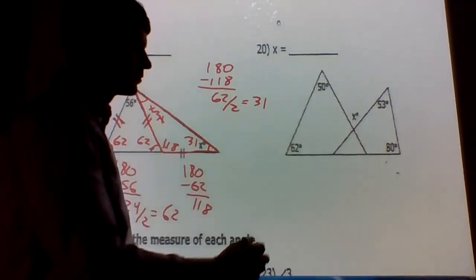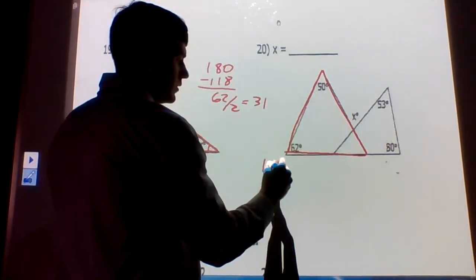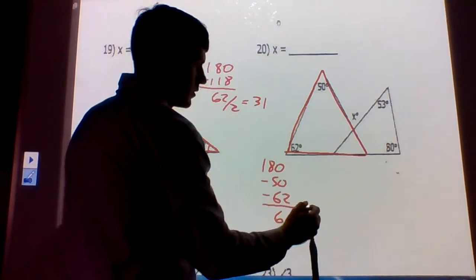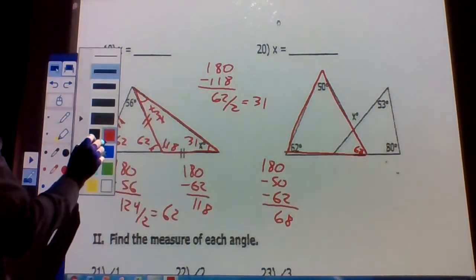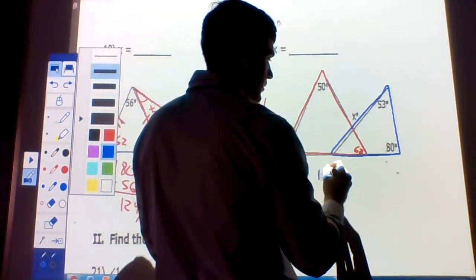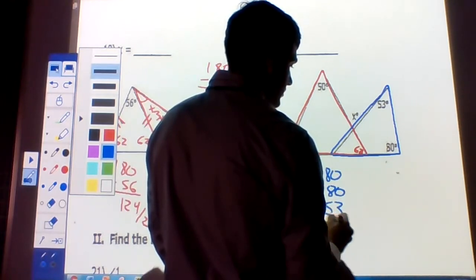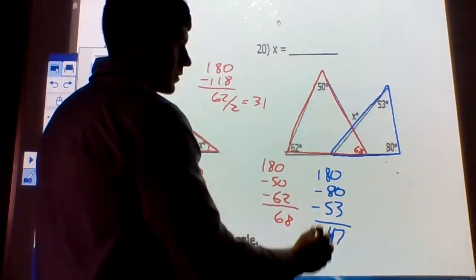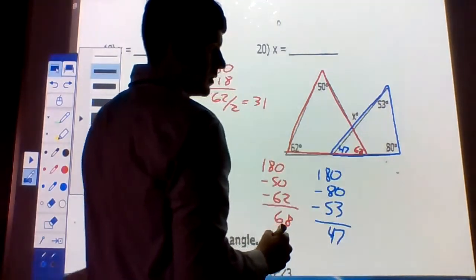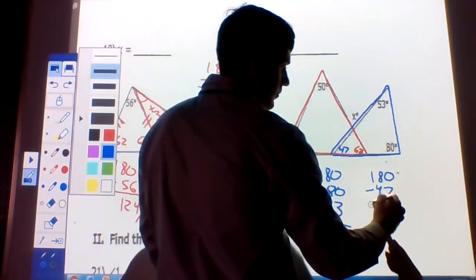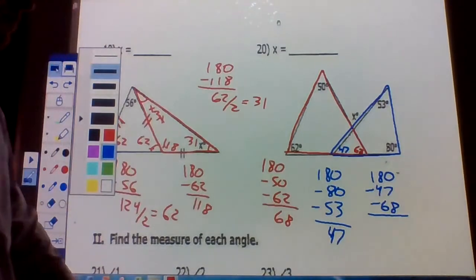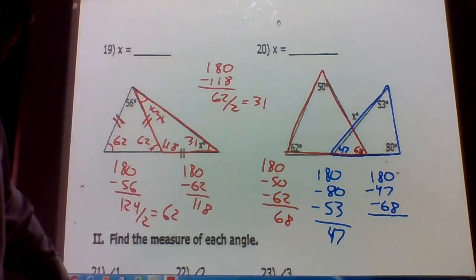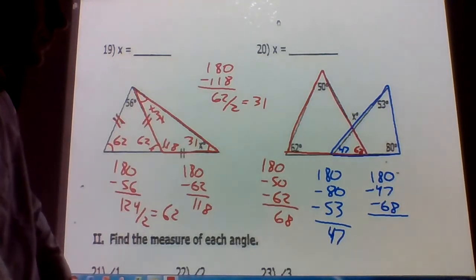Over here, we have three triangles. So if we look at the first one, we can do 180 minus 50 minus 62. Okay, that's going to give us 68. If we look at the second triangle, we can do 180 minus 80 minus 53, which is going to give us 47. Then we have a triangle here, right? So we can do 180 minus 47 minus 68. So 115. So it's going to be 65.